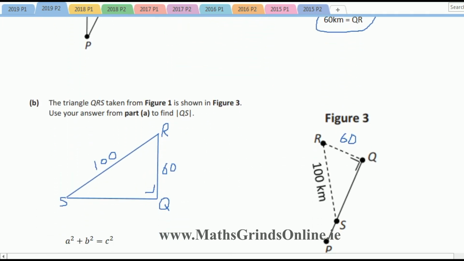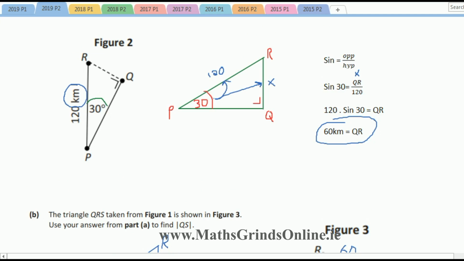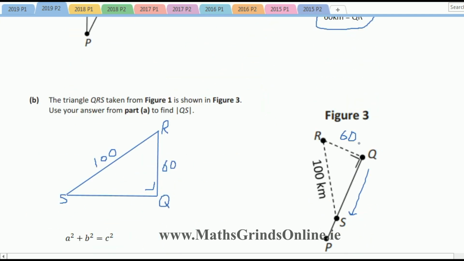Right, on to the next part of the question. The triangle QRS taken from figure 1 is again shown over here on the right hand side. It's just kind of more blown up, as it were. Use your answer from part A to find QS. So this is QS there. Now we have just previously worked out QR. So you can see I've written that in there, the 60, that's QR, that side there.